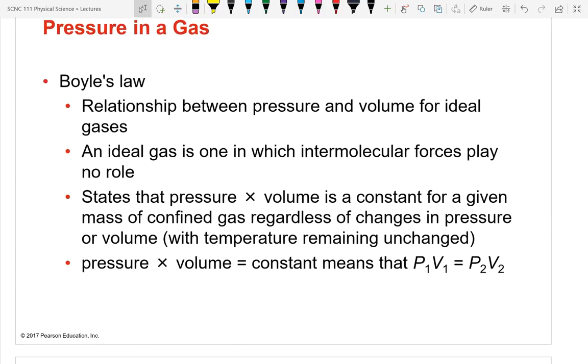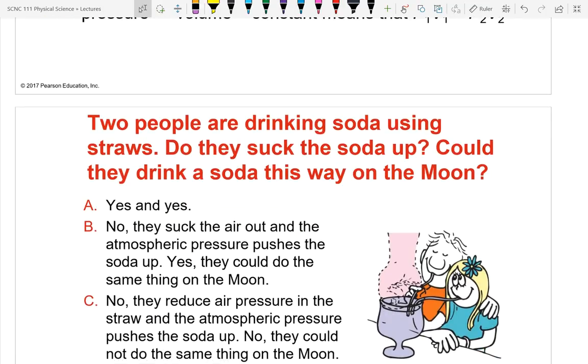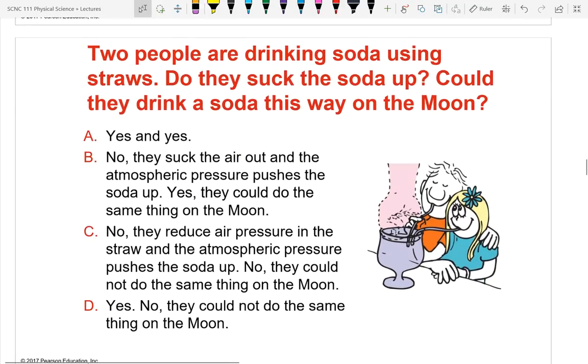We have a couple different laws that come together to give us the ideal gas law. I'm not going to go through each law individually. I'm just going to put them together.